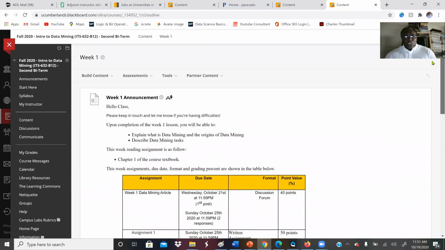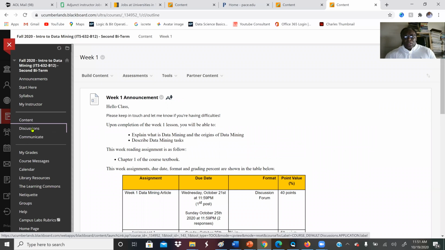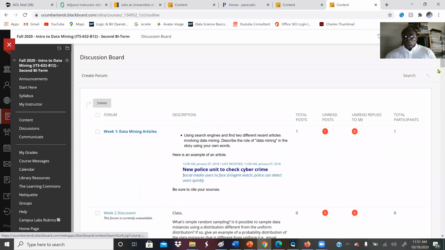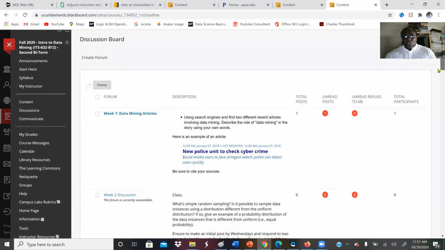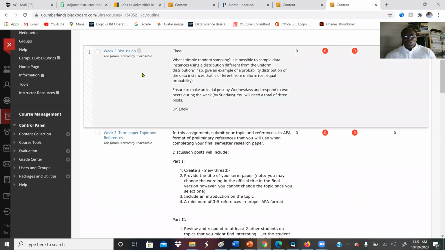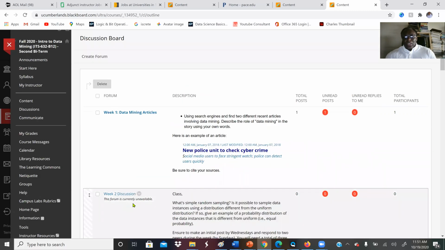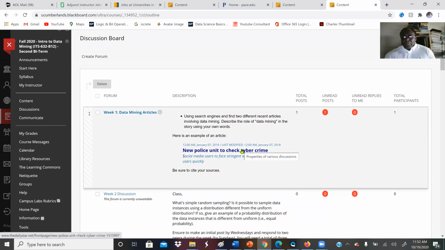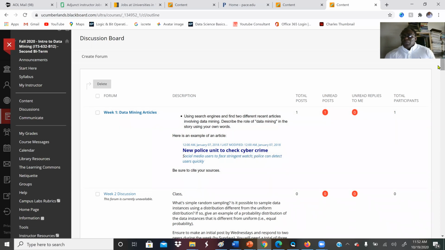Now, when you go to the discussion, here is where we are going to post the weekly discussions. So for now, I'm in the instructor's view, so I can see the week 2, week 3 discussion. And you can see that here it's written that it's hidden from students, or it's not available for students. But this is week 1, data mining. So the instruction is given here, and the articles, you click the link of the article to summarize it.